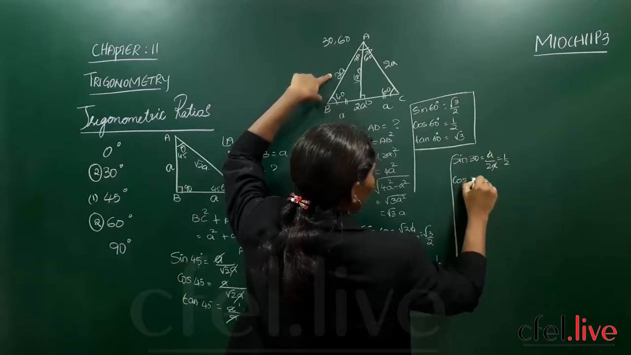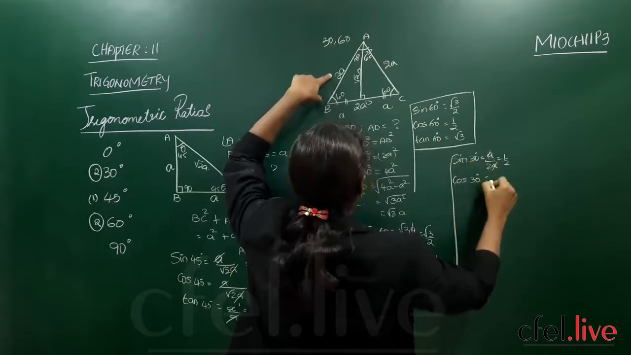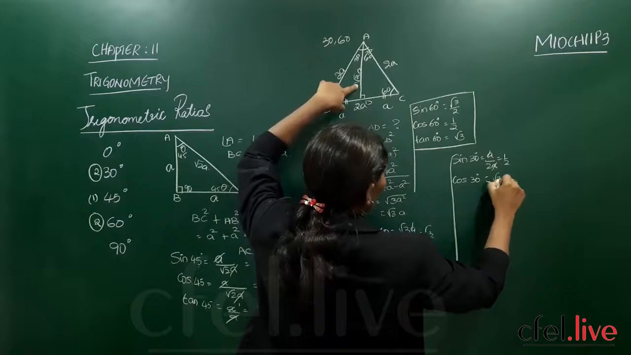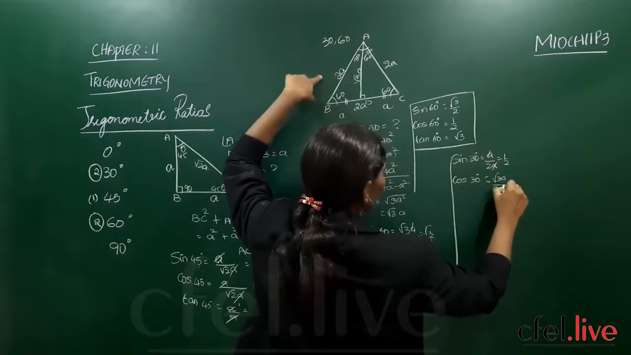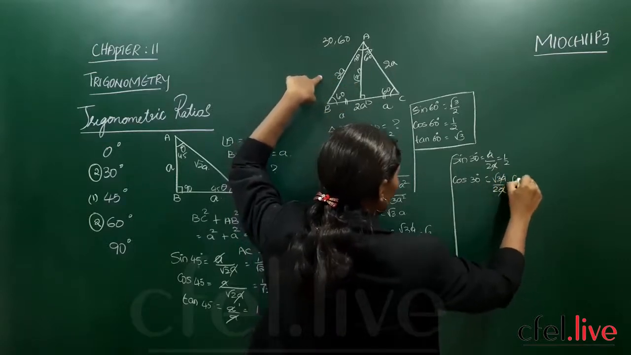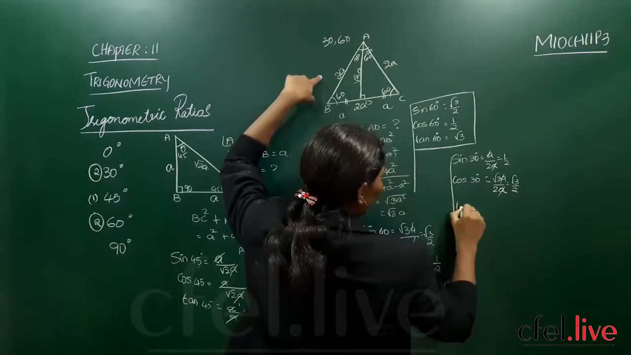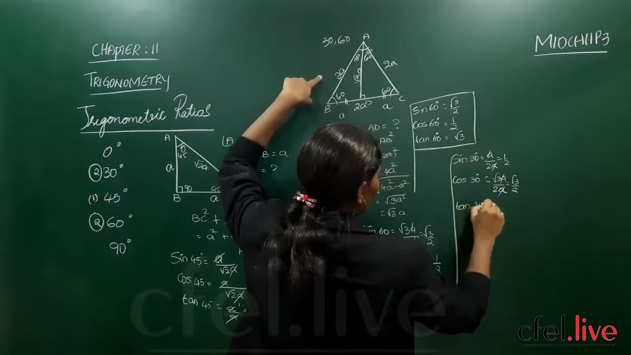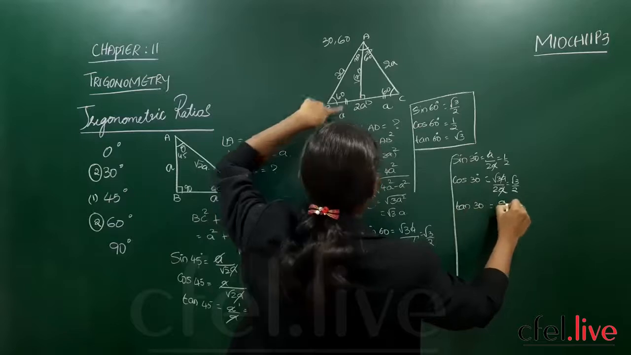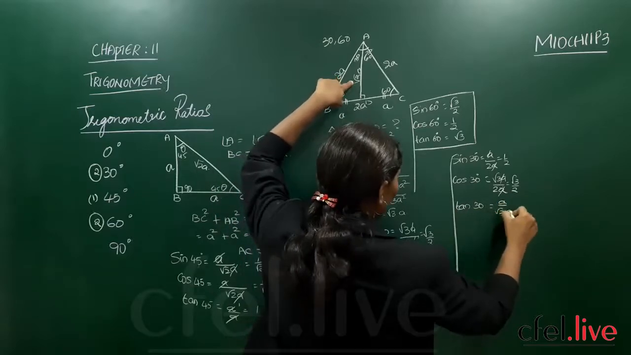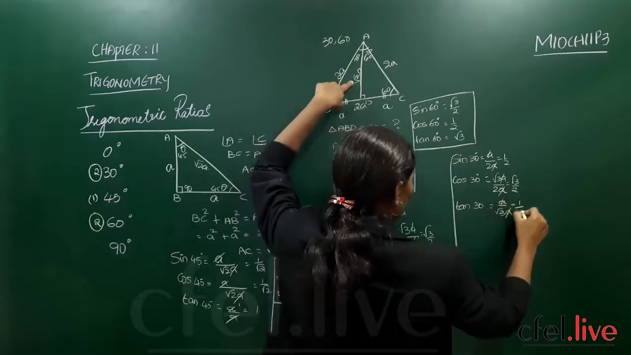Now cos 30. Cos 30 is equal to root 3A by 2A. A got cancelled, root 3 by 2. Now tan 30, opposite by adjacent. So 1 by root 3.